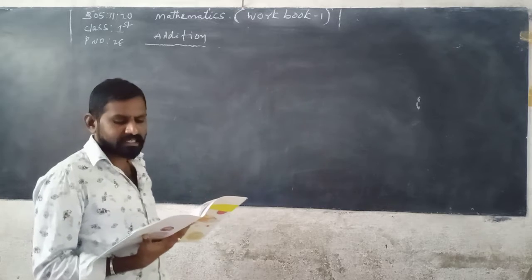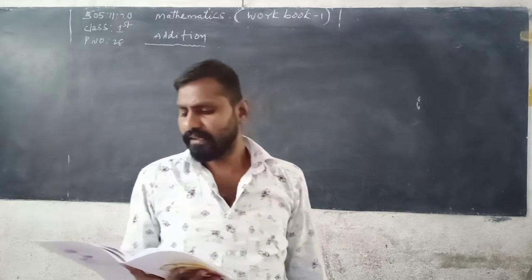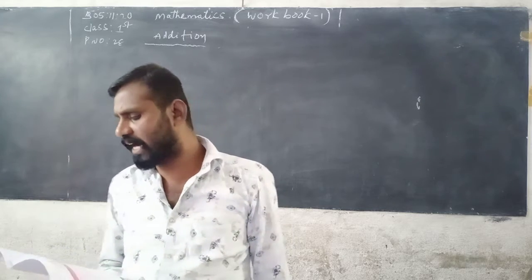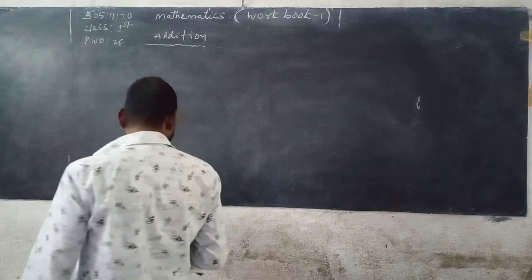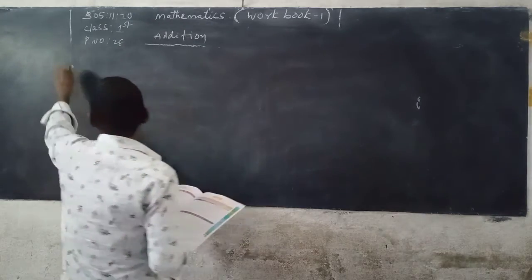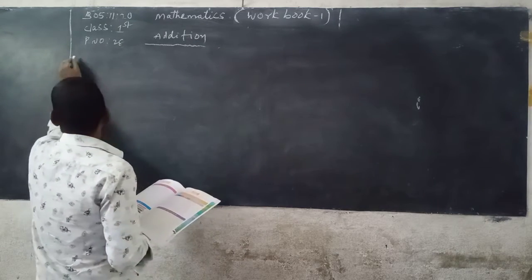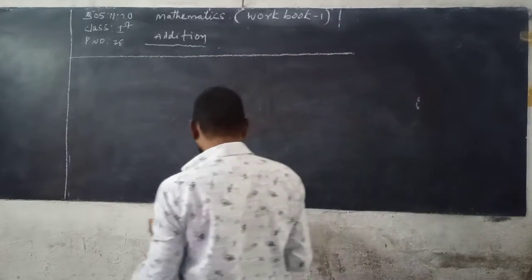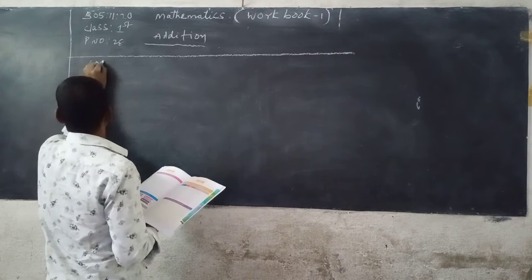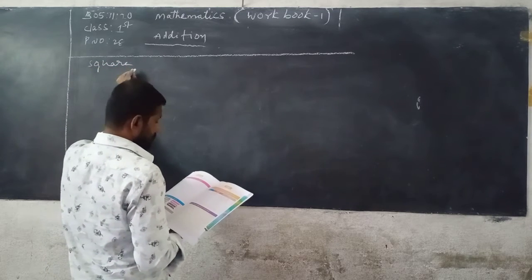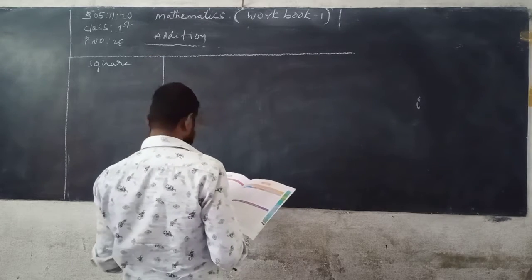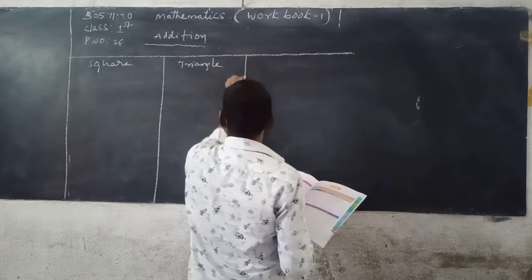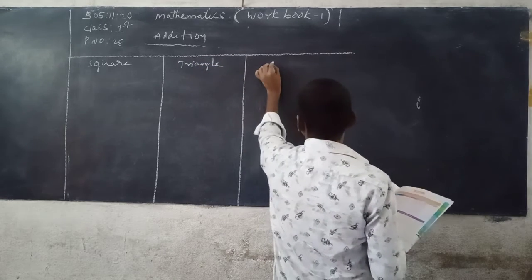Addition. Add the numbers in the square set, then add the numbers in the triangle set. Now take the total of 2 sets and make an addition statement in the circle set. See here, listen carefully everybody. This is square set. Triangle set. And this is circle set.